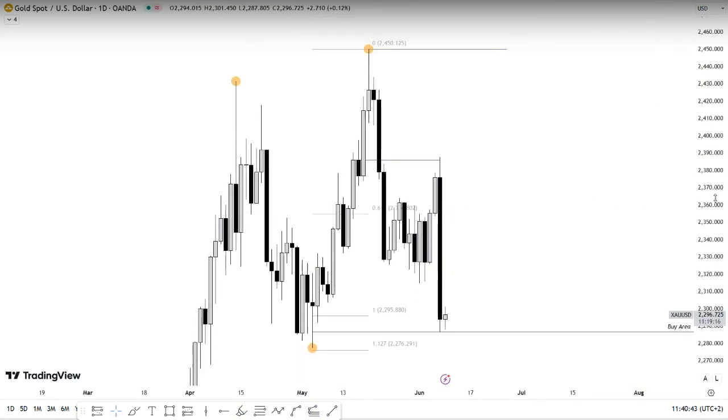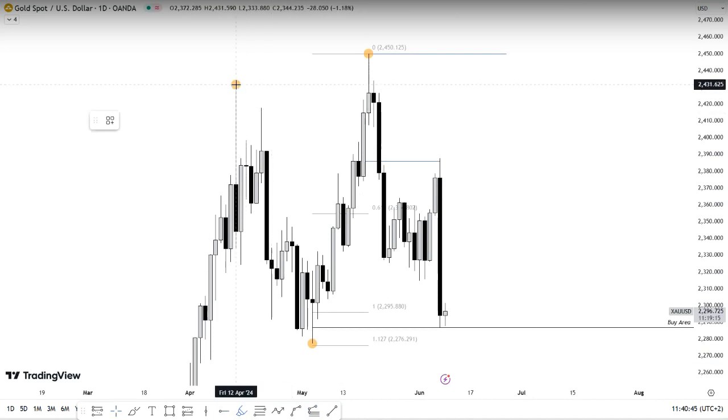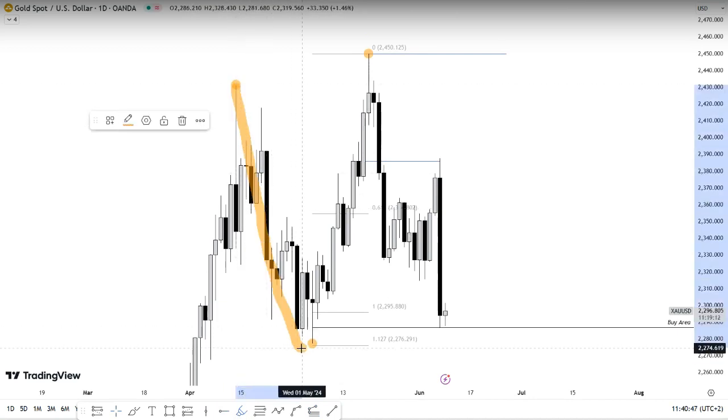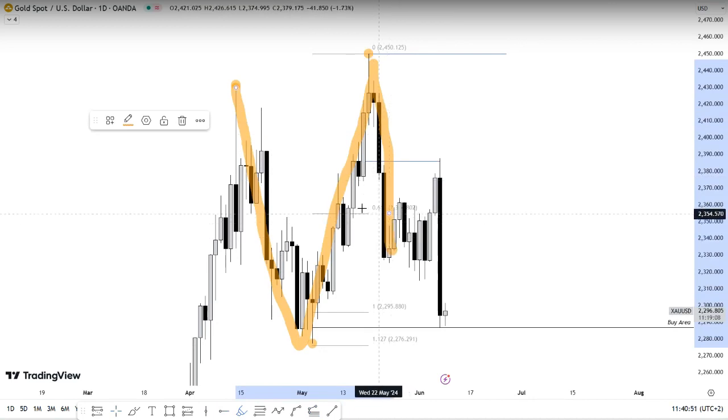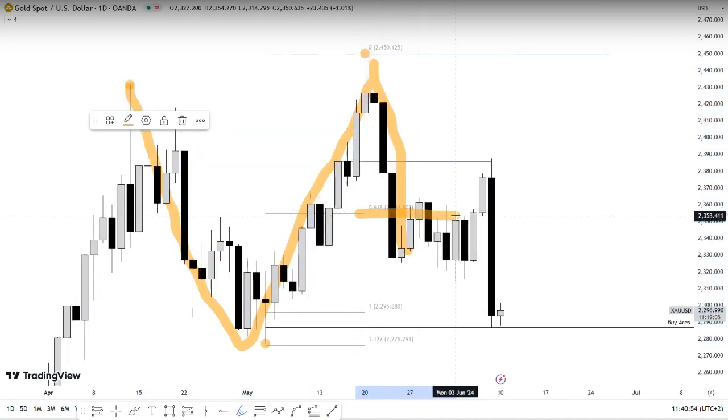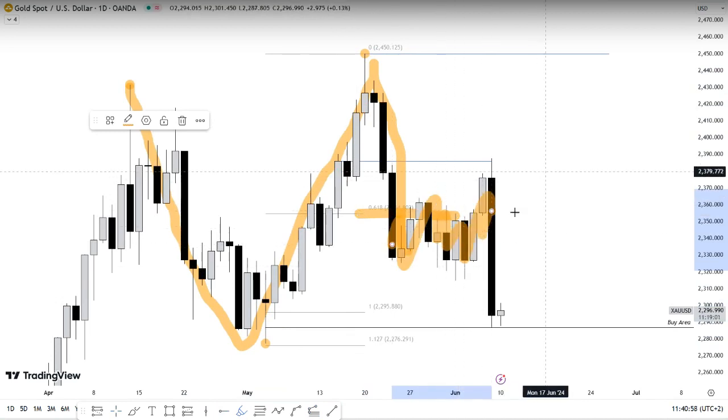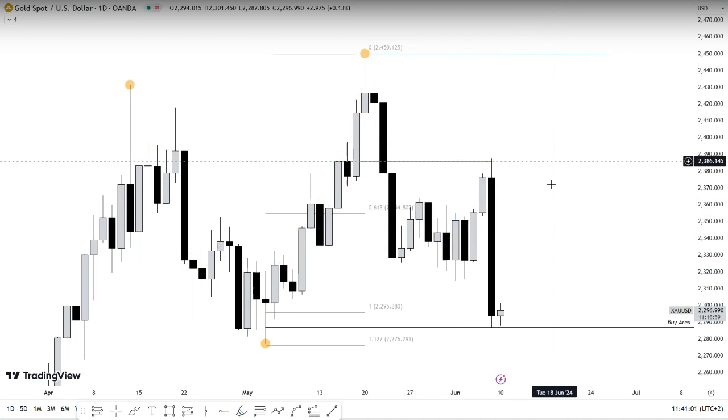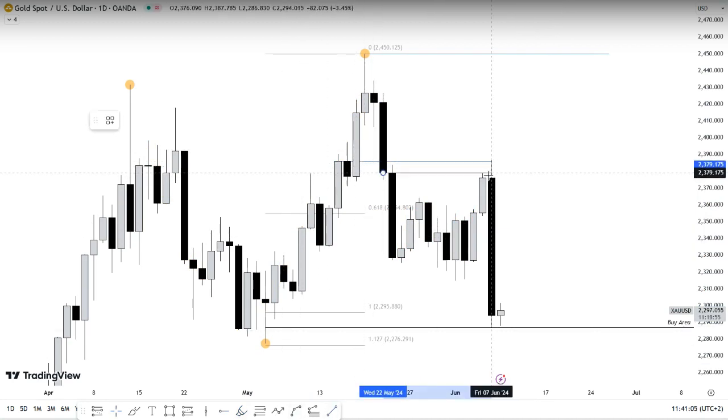So you can see here, we had the first leg of the correction, the pullback of the correction, and then we had around the 0.618, right? Around here. When price crossed here, it started to consolidate, right? And what do we do? We look for areas that we can sell from. So the first area that I did mark up was this one, right?